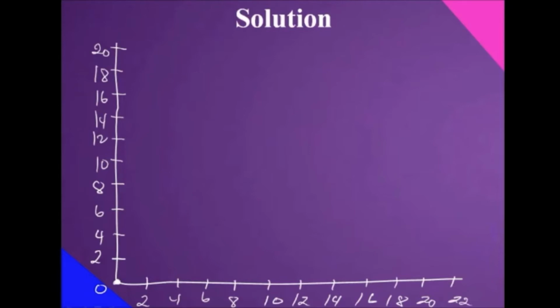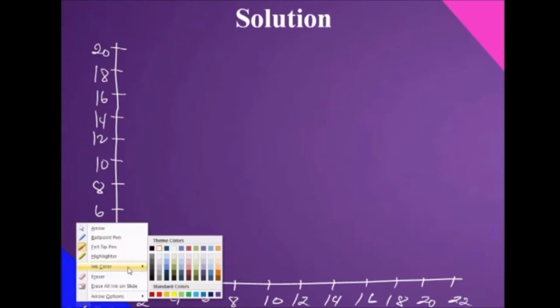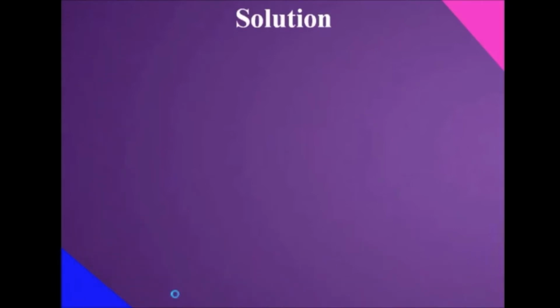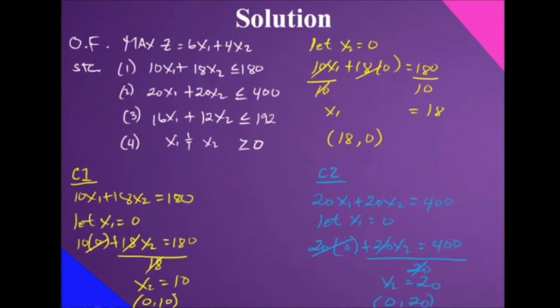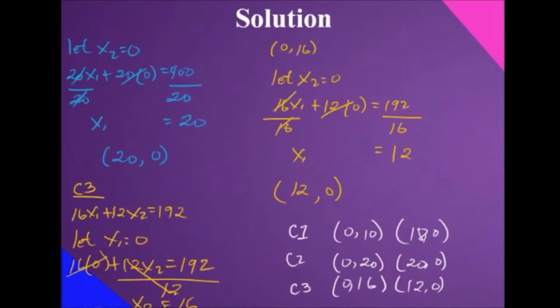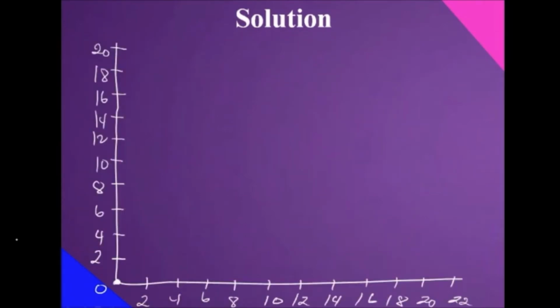Kung maalala nyo, gumamit tayo ng iba-ibang kulay. Gumamit tayo ng yellow as far as I can remember for C1. Yellow nga ba? Check natin. Yellow for C1. I-plot natin yung point na to: 0, 10, tapos 18, 0. So we have 0 yung X, tapos 10. And 18, and 0. Ito yung magiging line ng ating C1. Connect lang natin sila, and ito ang ating C1.